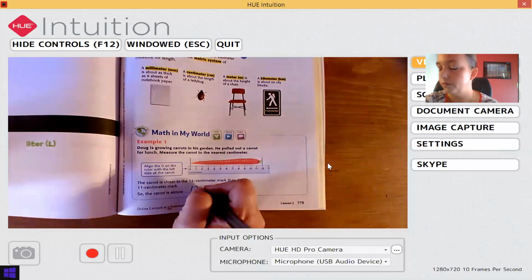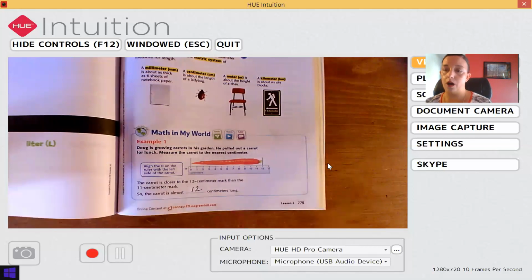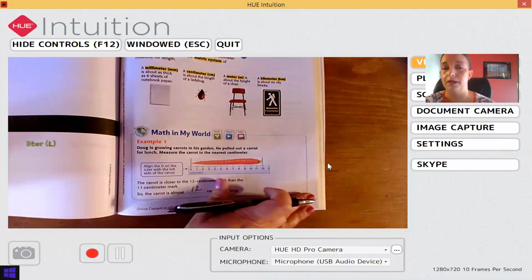so the carrot is about 12 centimeters long. Okay, so when you are measuring to the centimeters, usually something will fall between 2 centimeters. You want to choose the centimeter that it's the closest to. So in this case, it's closest to 12, so it's about 12 centimeters.